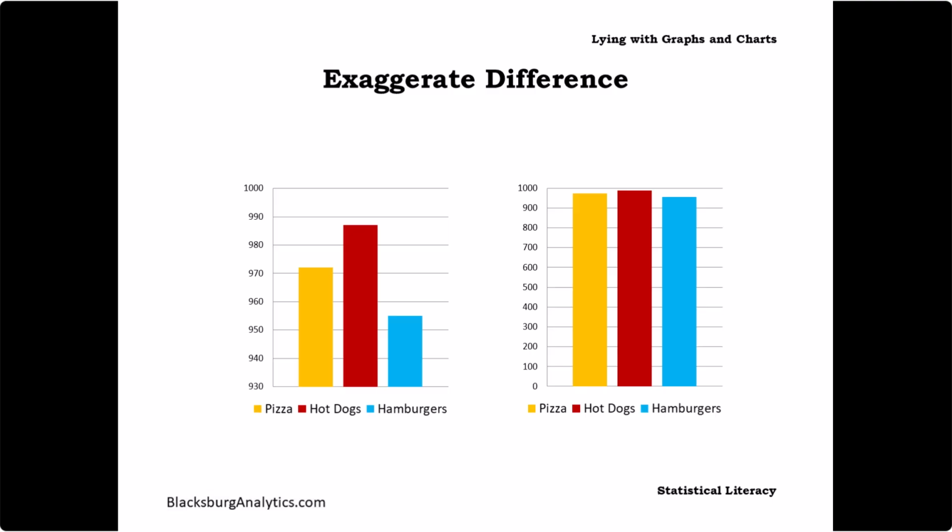The chart on the left shows a clear preference for hot dogs as snack food compared to pizza and hamburgers. The y-axis begins at 930. The chart on the right shows the same data with the y-axis beginning at 0. Hot dogs are still in the lead, but the difference is very small.